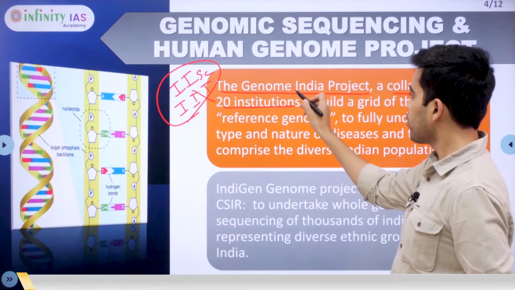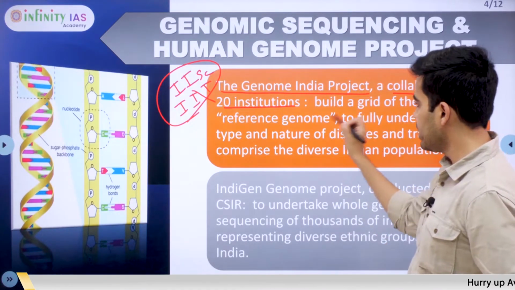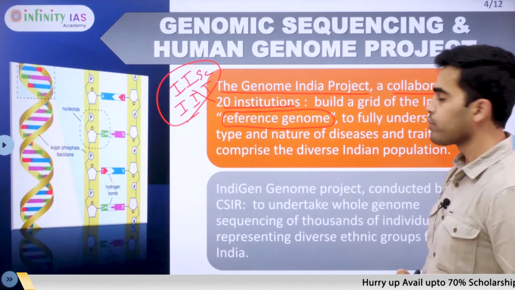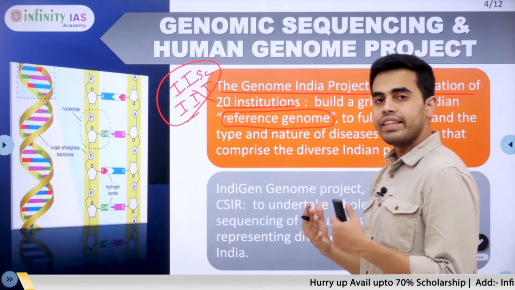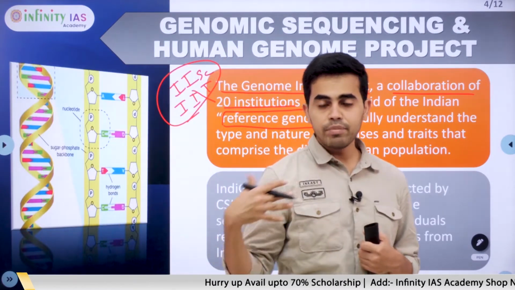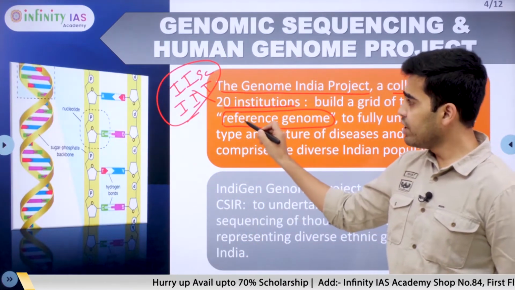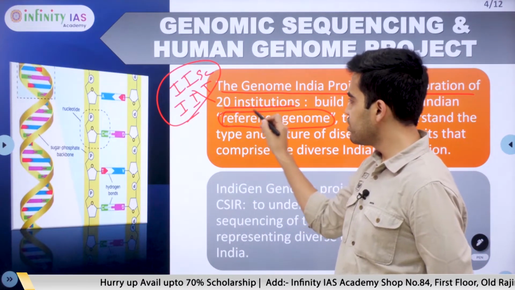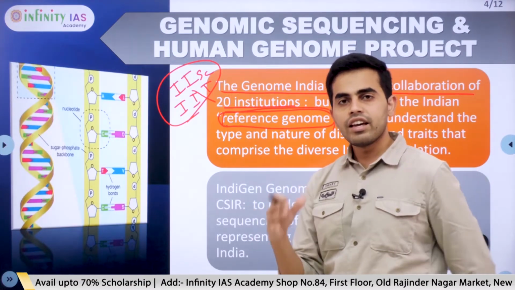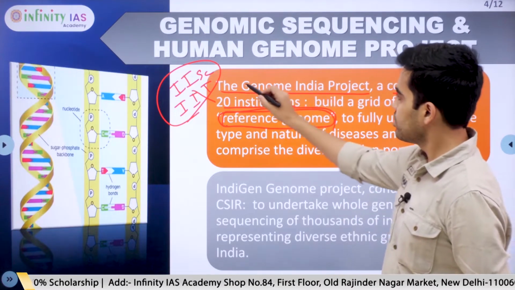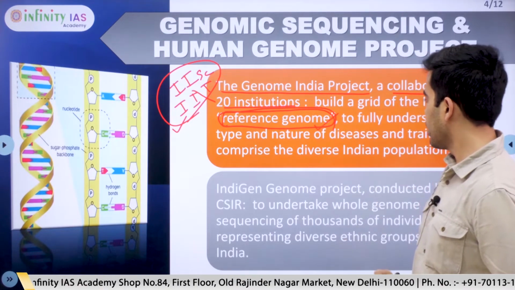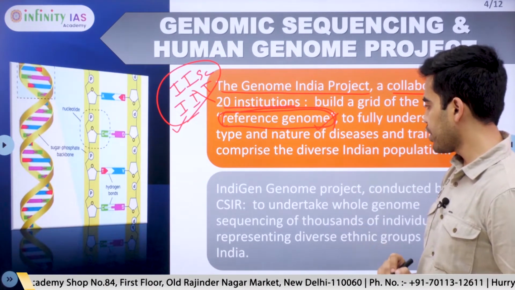What is the aim of this GenomeIndia project? The aim is to build a reference genome. A reference genome, as in they have evaluated or sequenced genomes of different races and from different places, so that we can have one single reference genome that comprises all the differences or the diversities in the Indian population. So for the GenomeIndia project, what are the institutions and what is its aim? This is important from the examination point of view.